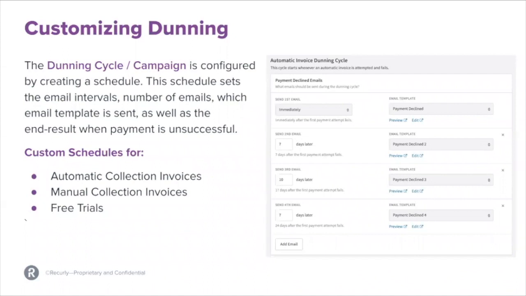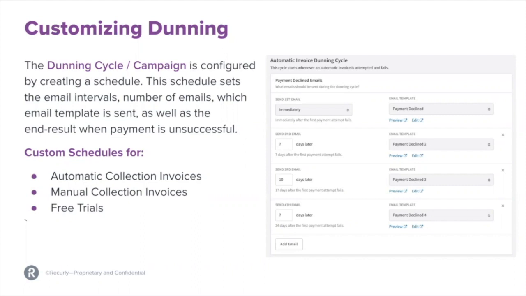Each Recurly site begins with a generic default dunning cycle or campaign. This dunning campaign is used for all invoices that do not have a separate assigned campaign at the customer account or plan level. Custom schedules can be created based on invoice collection method. This includes automatic collection invoices or manual collection invoices. We also have the option to create custom schedules for free trial invoices.